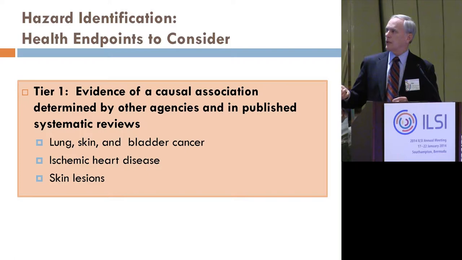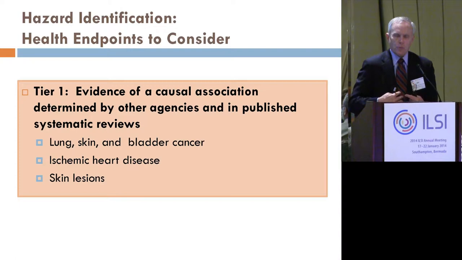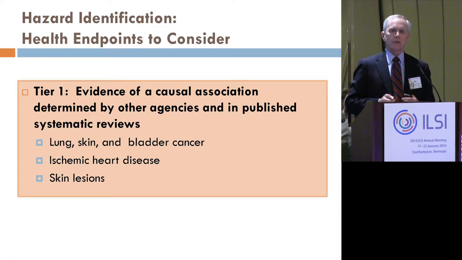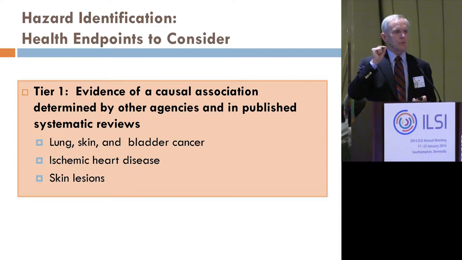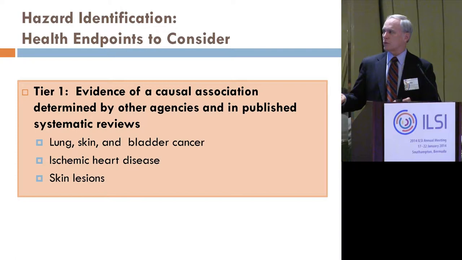So we prioritized it based on the strength of the evidence. This is our own interpretation, the committee's interpretation, of how we think the EPA should begin to look at this as they think about where to put their efforts. So tier one is evidence of causal association that's determined by other agencies and generally recognized. And you'll see the cancer outcomes that Sam talked about: lung, skin, and bladder. There's no question that high exposures in these endemic areas, where arsenic exposure is endemic, are clearly associated with an increased incidence of these diseases. Same thing with ischemic heart disease and skin lesions.